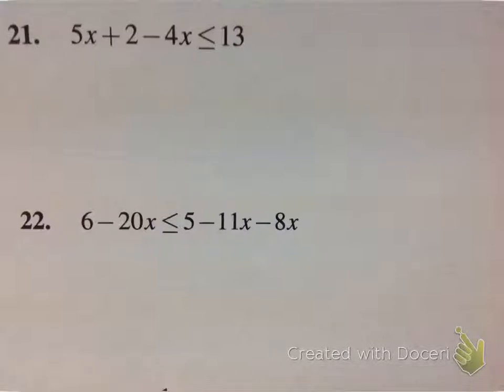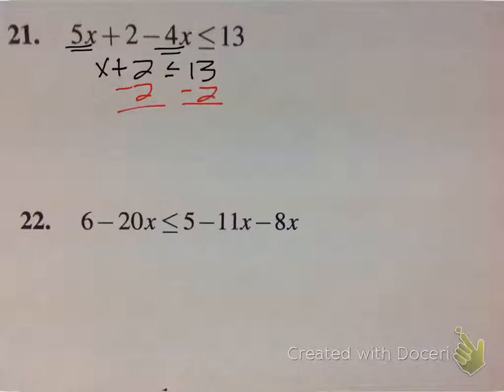Now let's actually solve an inequality, and we will write our answer in interval notation. We solve inequalities the same way we solve equations. So in 21, I definitely have some like terms that I can combine. 5x negative 4x is simply 1x. I still have plus 2. And then I would have to subtract 2. And that's going to give me x is less than or equal to 11.